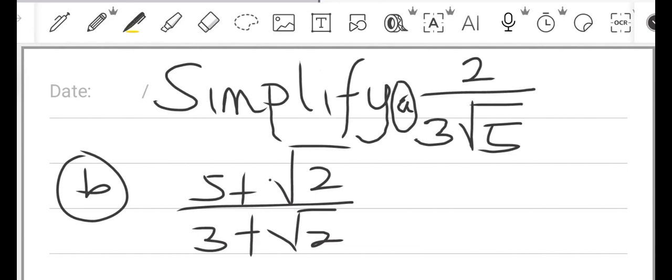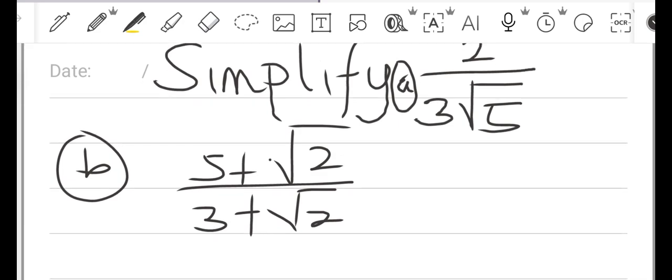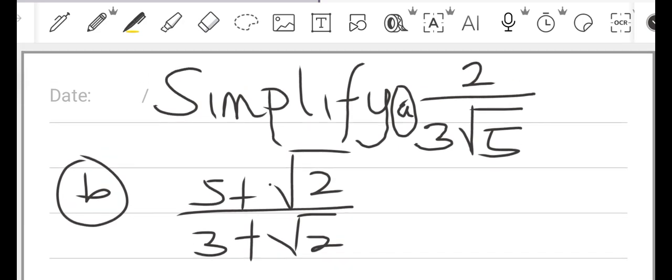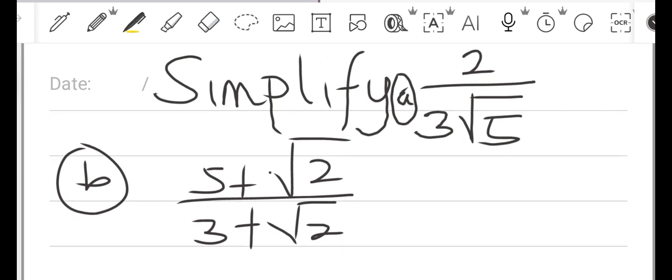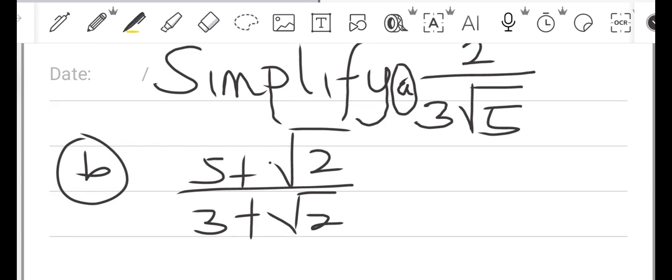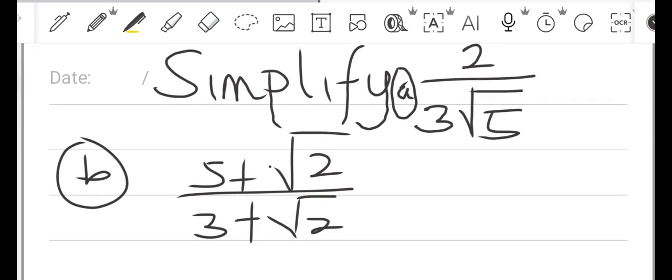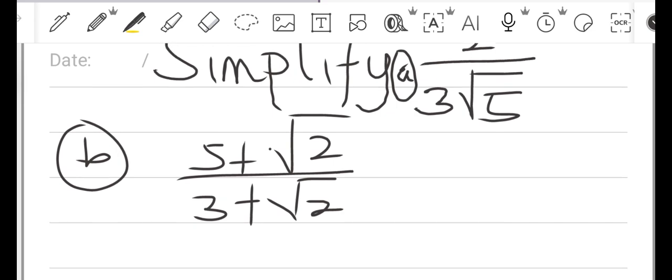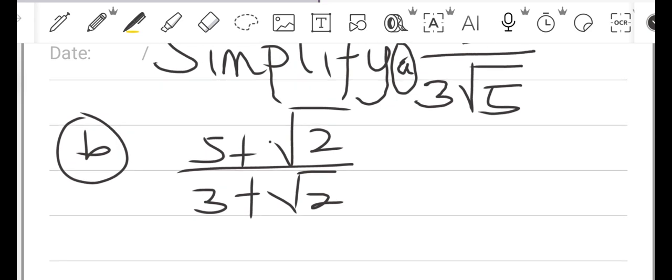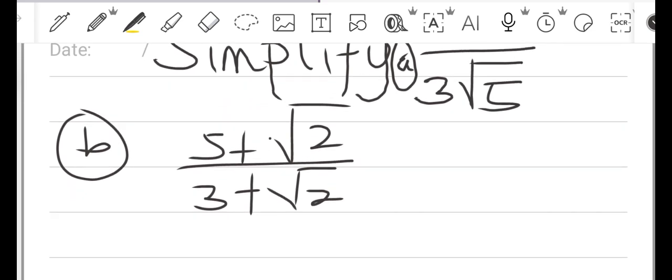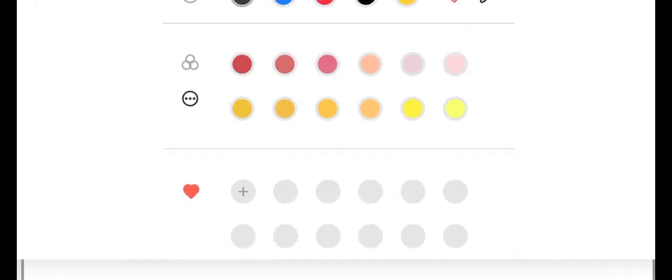You're welcome. This time around, we want to apply the knowledge in rationalization to solve the following problems. We are told to simplify A, 2 on 3 root 5. Then B, 5 plus root 2 on 3 plus root 2. So let's get going.